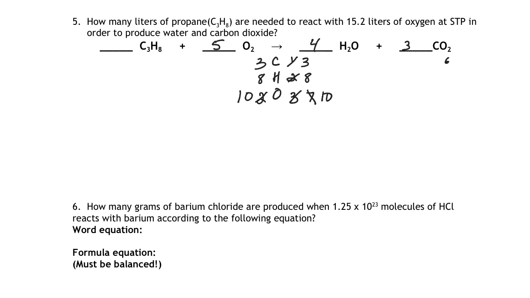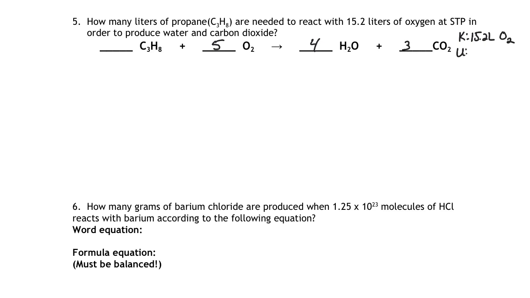So I'm going to erase this so I have a little bit more room to work and do this problem. My known is I've got 15.2 liters of oxygen. My unknown is how many liters of propane, which is C3H8. So I'm going to start with my known, 15.2 liters of oxygen over 1.